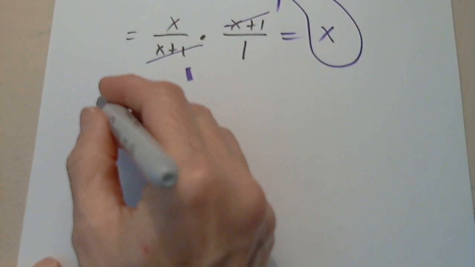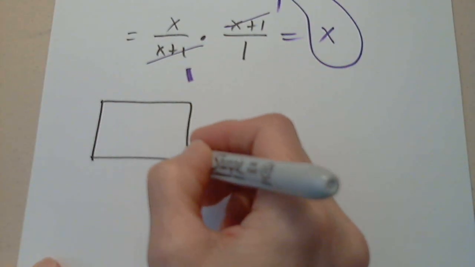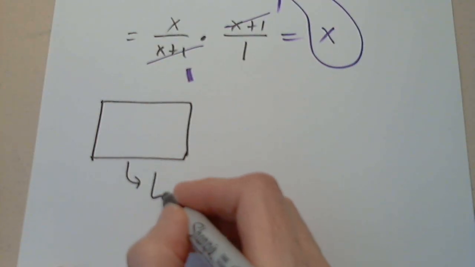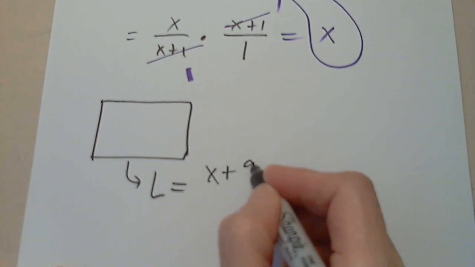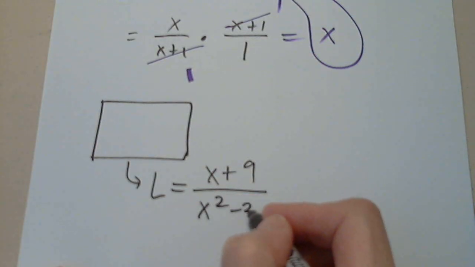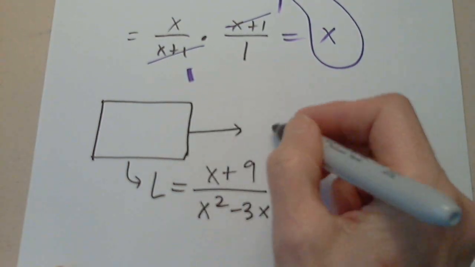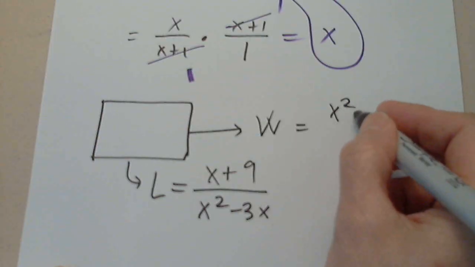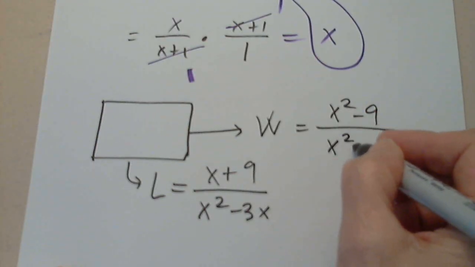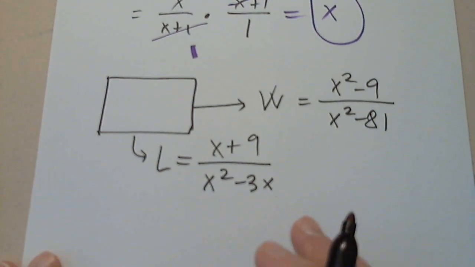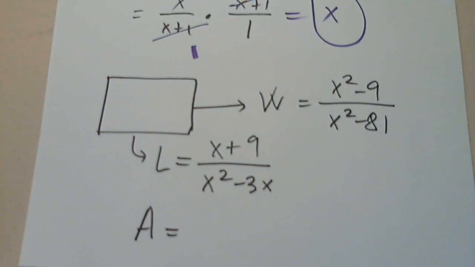Okay. So we are given a rectangle, and they are telling us that the length is x plus 9 over x squared minus 3x. They're telling us that the width is x squared minus 9 over x squared minus 81. They want us to find the area and fully simplify it.